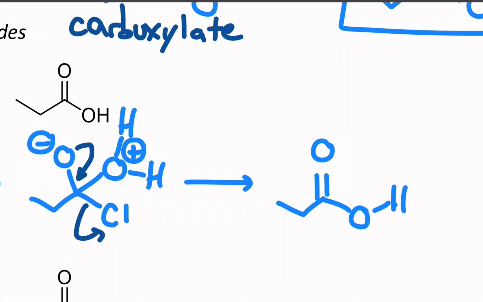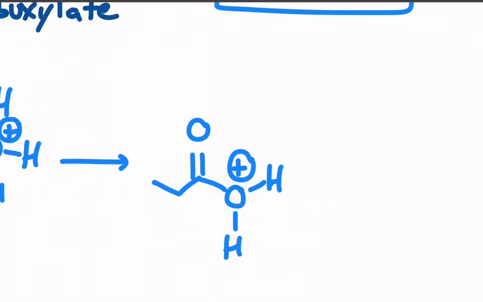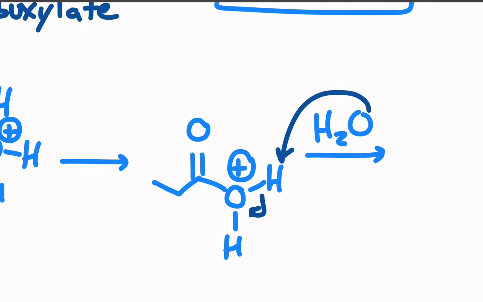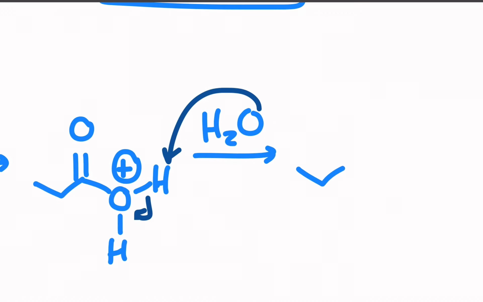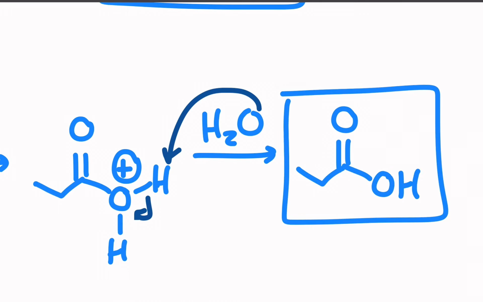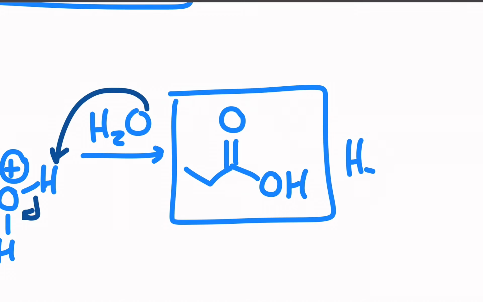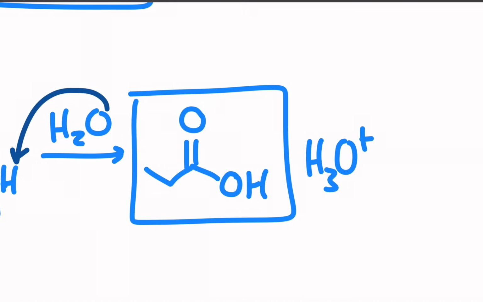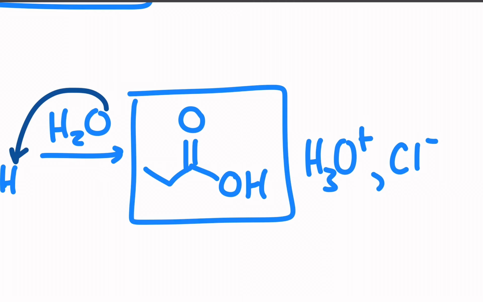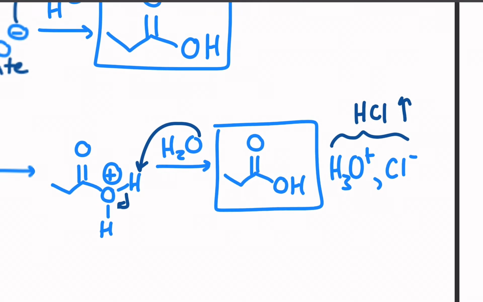And now we get what looks like the protonated version of your acid. So we can use a second water molecule to just take that extra proton away. And that's how you get your carboxylic acid, which means you generate an equivalent of hydronium and chloride. Hence, you sort of have HCl, which could off-gas when you're doing this chemistry if it's not in water.